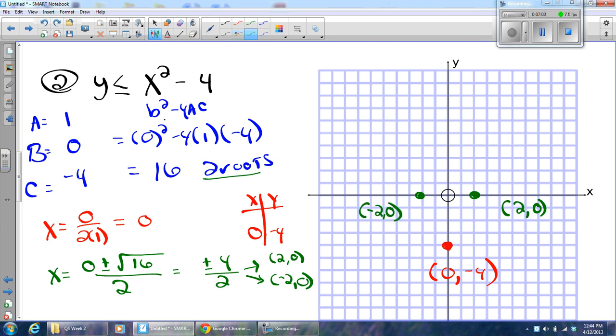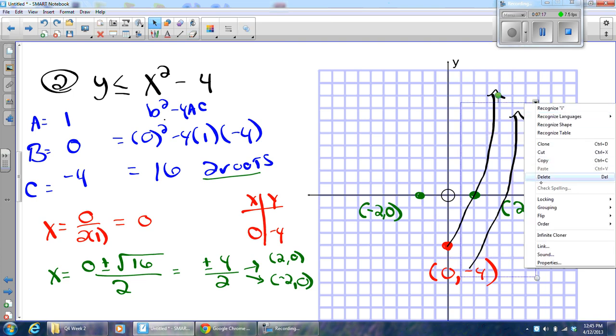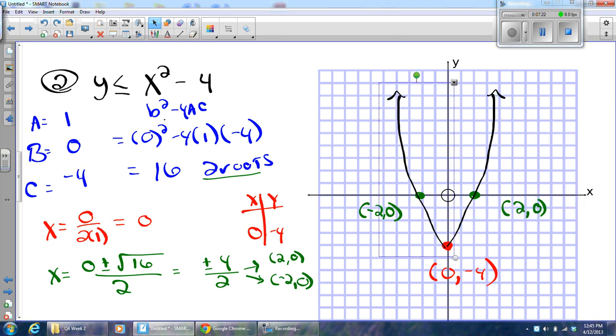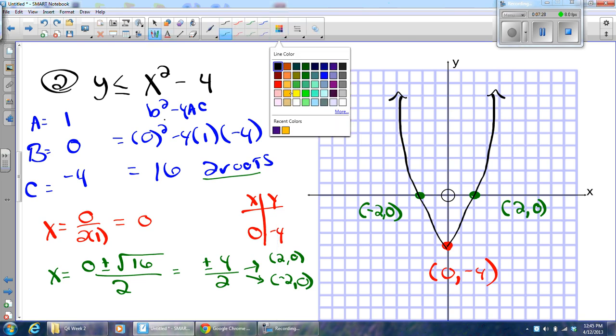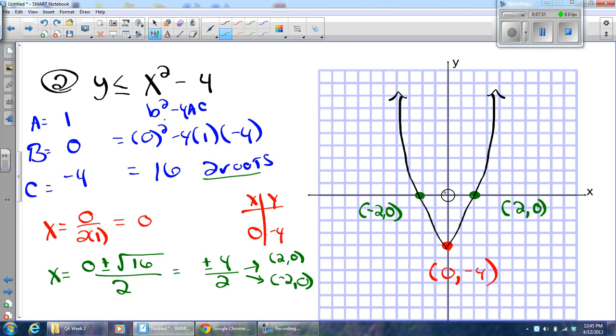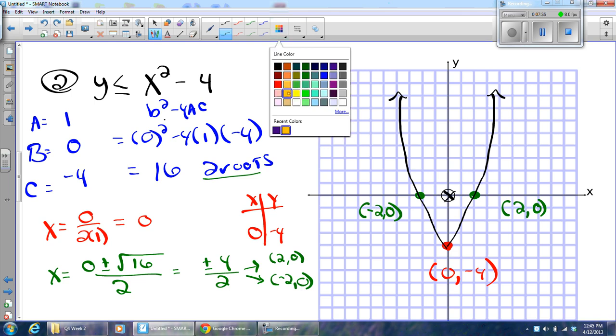Okay, and now it's equal to, so it'll be a solid parabola. I'm just going to do my little cloning trick here and mirror image that, so it looks exactly symmetrical. And there we go. Okay, now once again, it's an inequality, so I have to use a test point. So I'm going to plug in (0, 0).